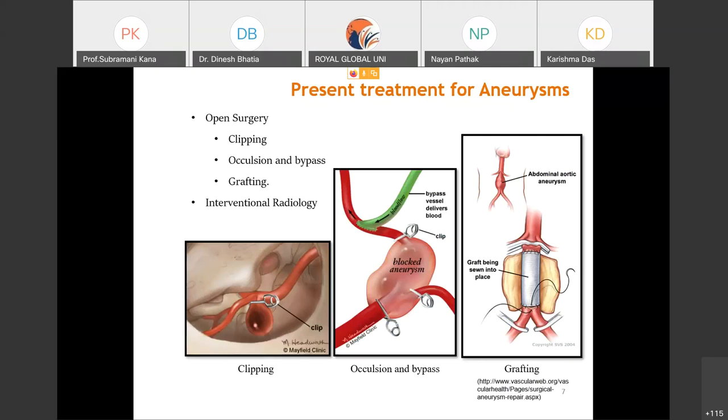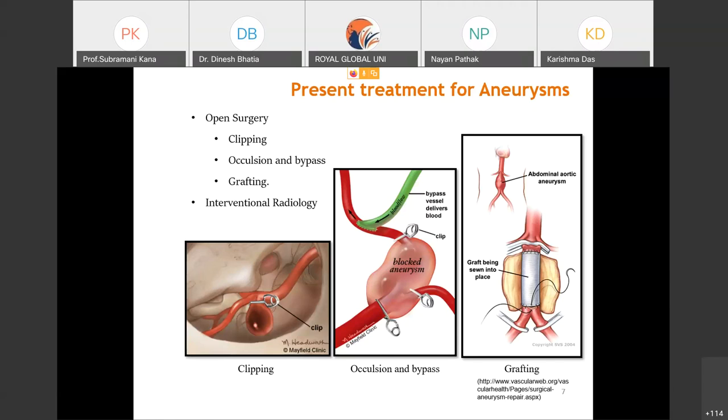What is the standard protocol or operating procedure that is followed? They use a mechanical system. Here you can see they are using clipping. Then they use bypass, where they use a mechanical clip, or a stent or a grafting mechanism. Though this is successful, apart from surgical complications, the accessibility of that blood vessel is an issue, and whether it is easy to access in open surgery.